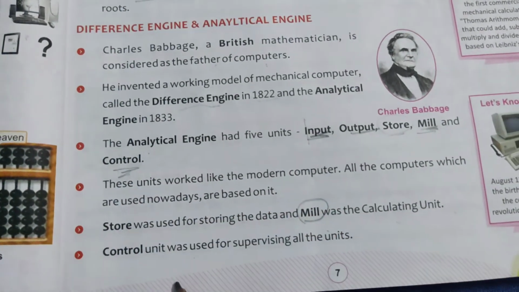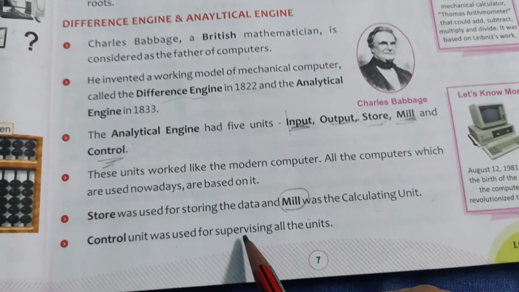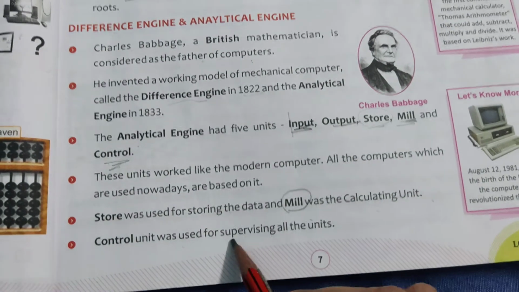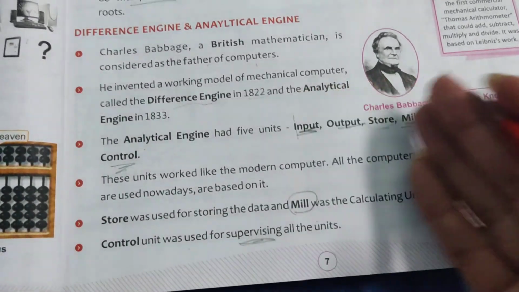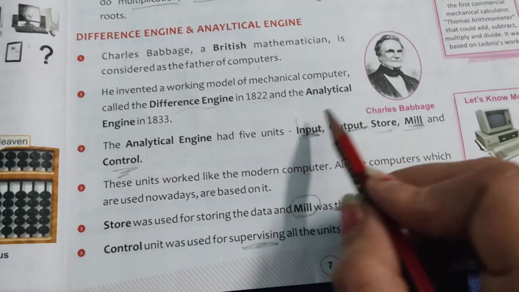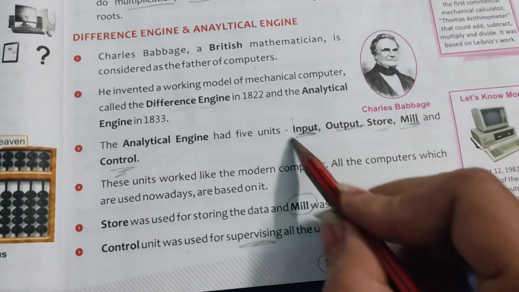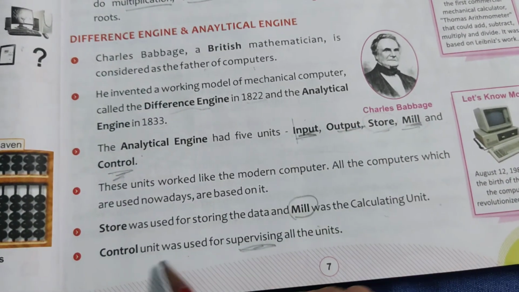Last one is control. Control unit was used for supervising all the unit. Supervising means take care of these all four things: input, output, store, mill. These four things were seen by control unit.